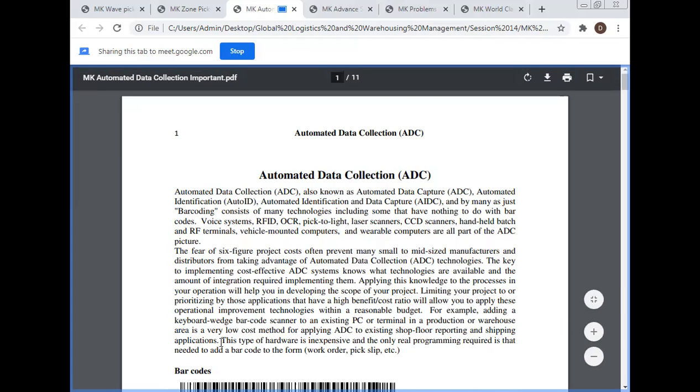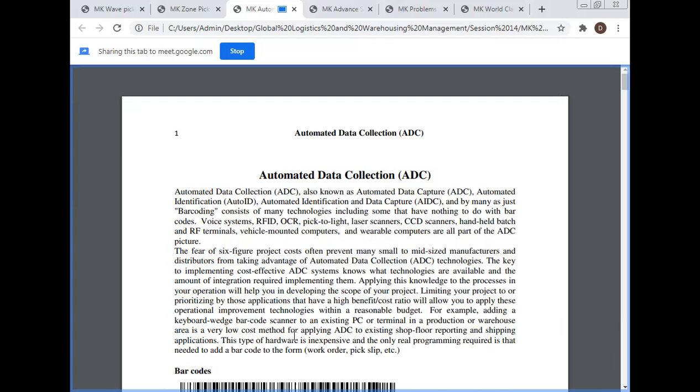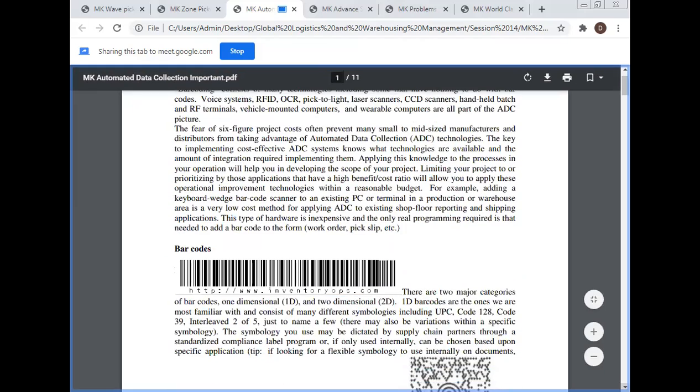For example, adding a keyboard-edge barcode scanner to an existing PC or terminal in a production or warehouse area is a very low-cost method for applying ADC to existing shop floor reporting and shipping applications. This type of hardware is inexpensive, and the only real programming required is to add a barcode to the form, work order, pick slip, etc. This is the barcode.